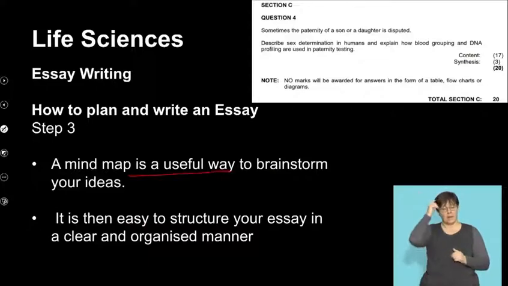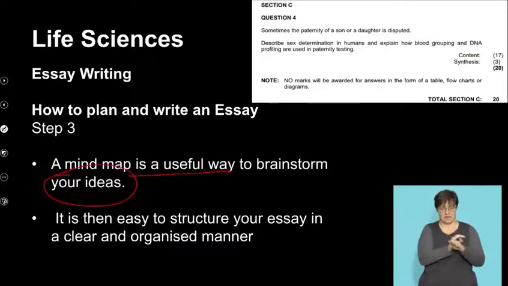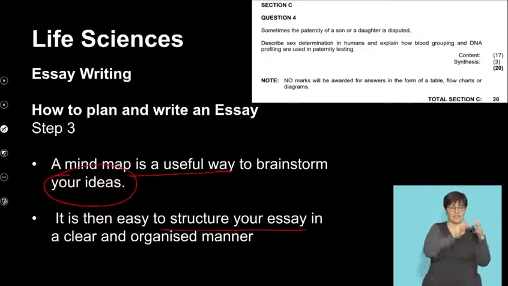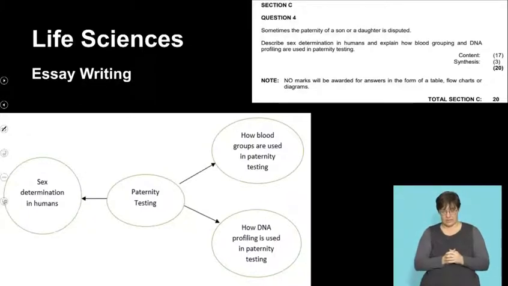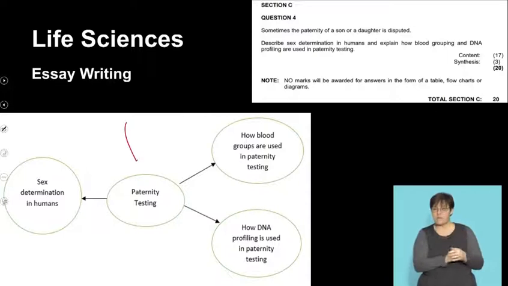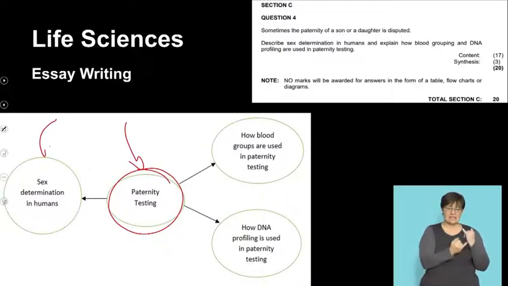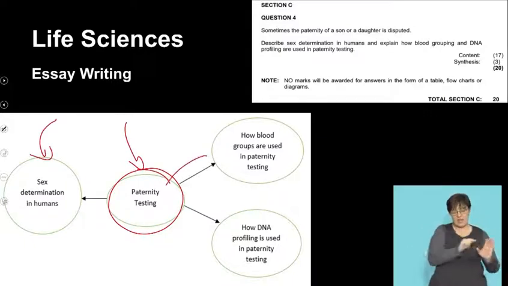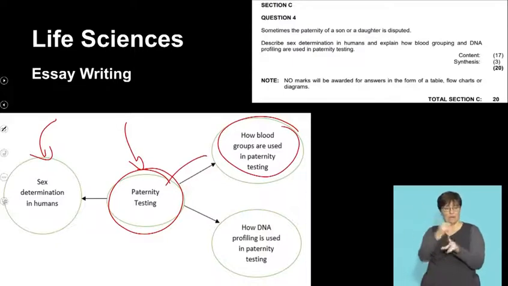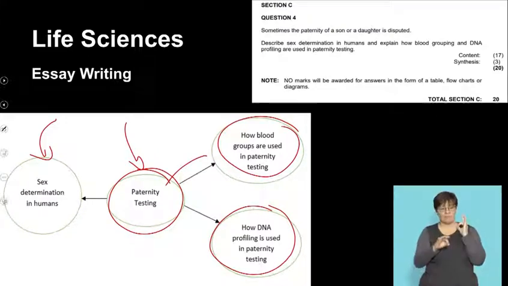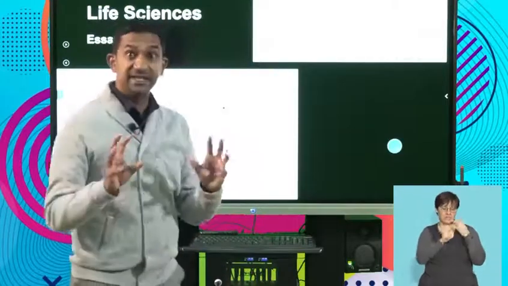A mind map is a useful way to brainstorm the ideas in your planning. It then becomes easy to structure your essay, and it's easier to organize all of that information logically. So I've given you an overview of what a simple mind map could be. As I discussed this, we recognize that there's paternity testing. We put together the one concept as sex determination. We then had to determine how blood group is used in paternity testing, and then finally how DNA profiling is used. So again, a simple mind map that has illustrated the different components in this essay.